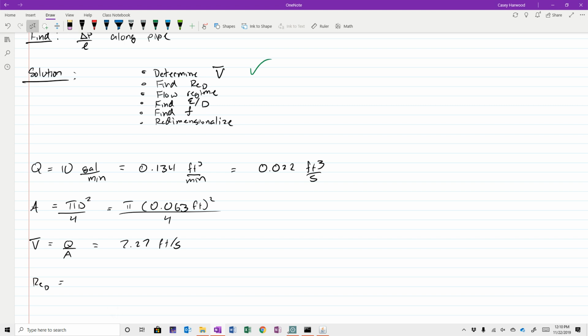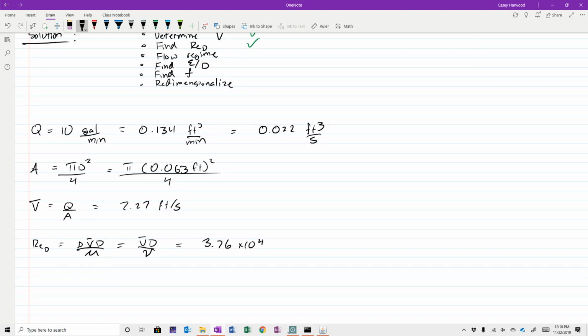Reynolds number, rho V bar D over mu, which is equal to V bar D over nu. Should give us 3.76 times 10 to the fourth. So we've got the Reynolds number of about 37,000. Laminar or turbulent? That is well into the range of turbulence. It's way bigger than our 4,000 cutoff.